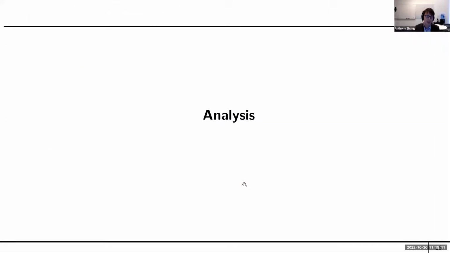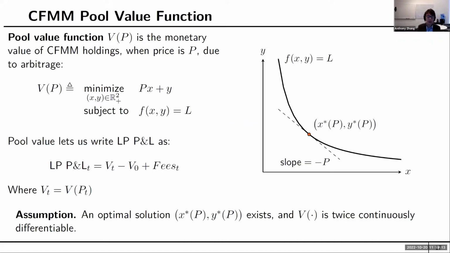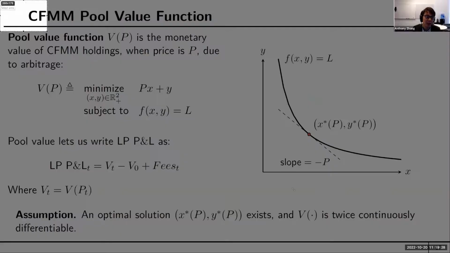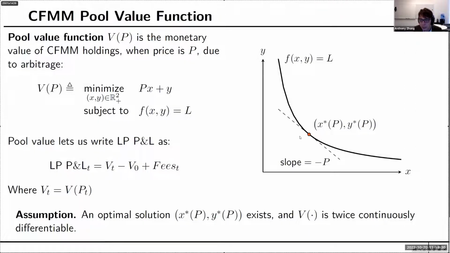Okay, let's jump into the analysis of our paper. Let me define one thing, which is the pool value function at price P. The pool value function at price P is the monetary value of how much the CFMM holds when the price is P. How do we figure that out? If I give you the price P, you can tell me where on the AMM curve we're going to be, right? So if the price decreases a bit, we're going to be here. Price changes a bit, we're going to be here, right?